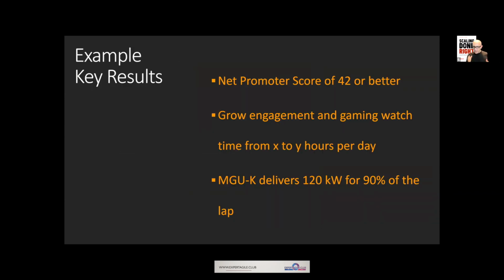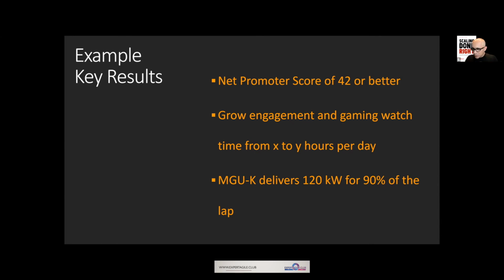So some examples of OKRs, KRs, sorry. Net promoter score of 42 or better. Yeah, it's measurable. We know what it is. It's an outcome and it's measurable. Grow engagement and gaming watch time from X to Y hours per day, right? Whatever the numbers are. 12 hours a day to 16 hours a day. They are in their chair gaming, right? Great, I'm making money out of this. I can gauge this.